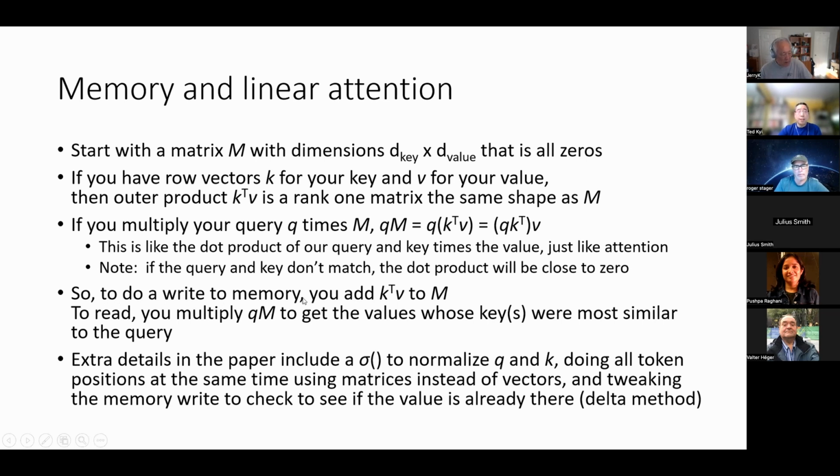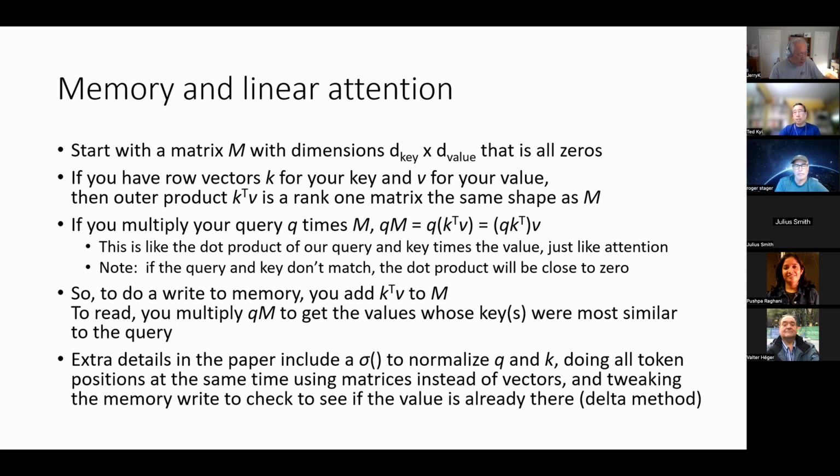Like I said, writing is just adding this outer product. Reading, you multiply and you'll get something. There are some extra details in the paper. They use this sigma to normalize Q and K. When you actually perform this during training, you can do it just like transformers do, for all the token positions at once using a big giant tensor multiply. You can do the same thing here, all of them at once.